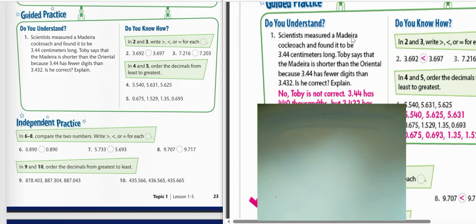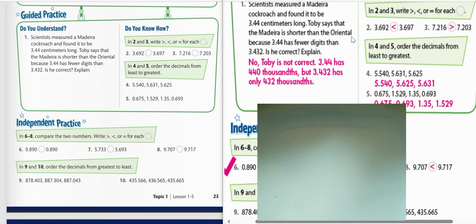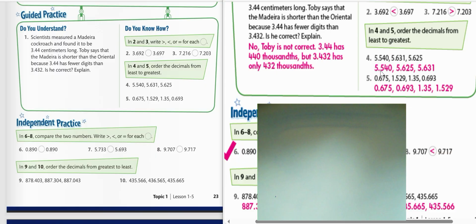Okay, next question. We can arrange the numbers here: 5.540, arrange ascendingly from smallest to greatest. 5.5, 5.62, 5.631. This number we can arrange also: 0.675 and 0.693, 1.35, 1.53. Combining from left hand side.